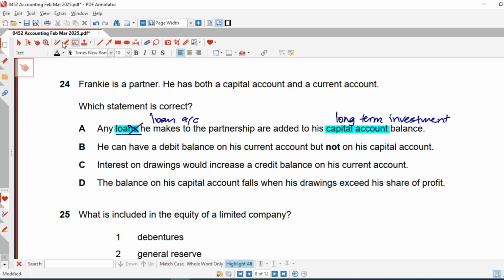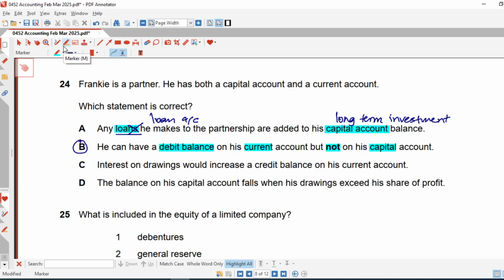B, he can have a debit balance on his current account. That is correct, but not his capital account. That is also correct because you can't have a negative investment. So I opt for B as my answer. But I'm going to go through options C and D for you as well.